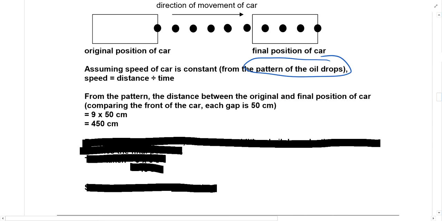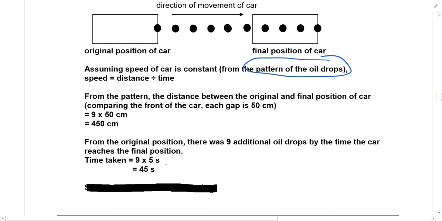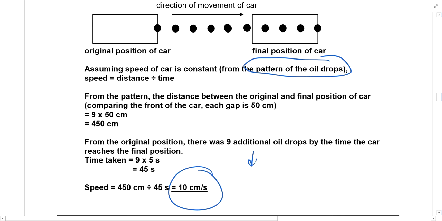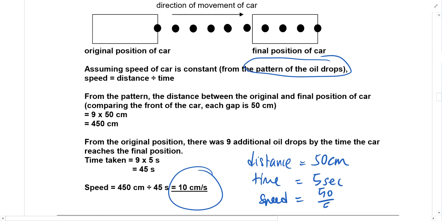So over here, we can choose to find total distance, which is 450, then divided by the time, which is 45 seconds, in order to find the average speed, which is 10 centimeters per second. Alternatively, you can also use what we did earlier on: distance equals 50, was it 50 cm? Okay, then the time equals 5 seconds. So speed equals 50 over 5 equals 10 cm per second.